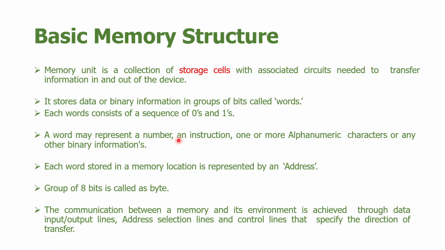Video can also be converted into ones and zeros. So any information is converted into digital bits, and groups of bits are stored in the memory. Each word stored in memory has a location, and that location is specified by an address. Communication between memory and its environment is achieved through the data input-output lines, address selection lines, and control lines, which specify the direction of the transfer.